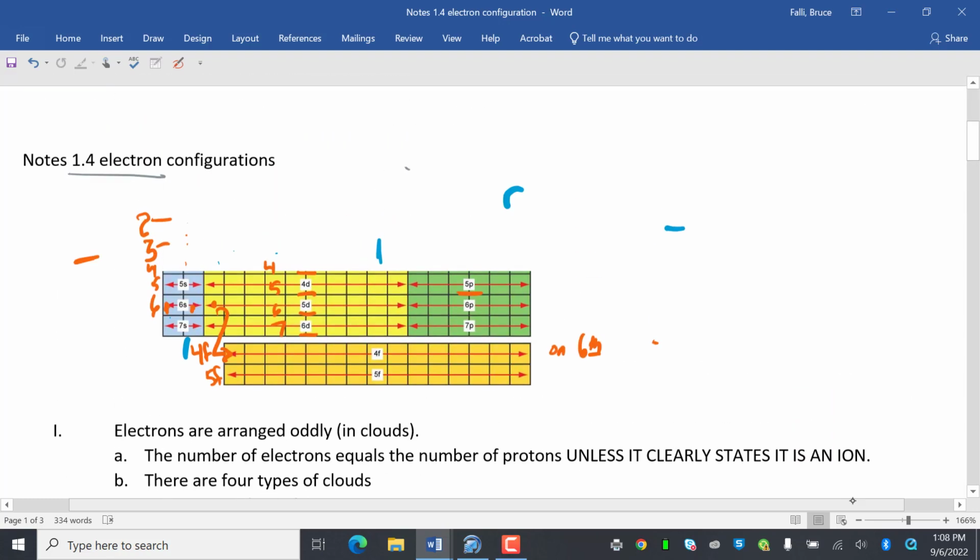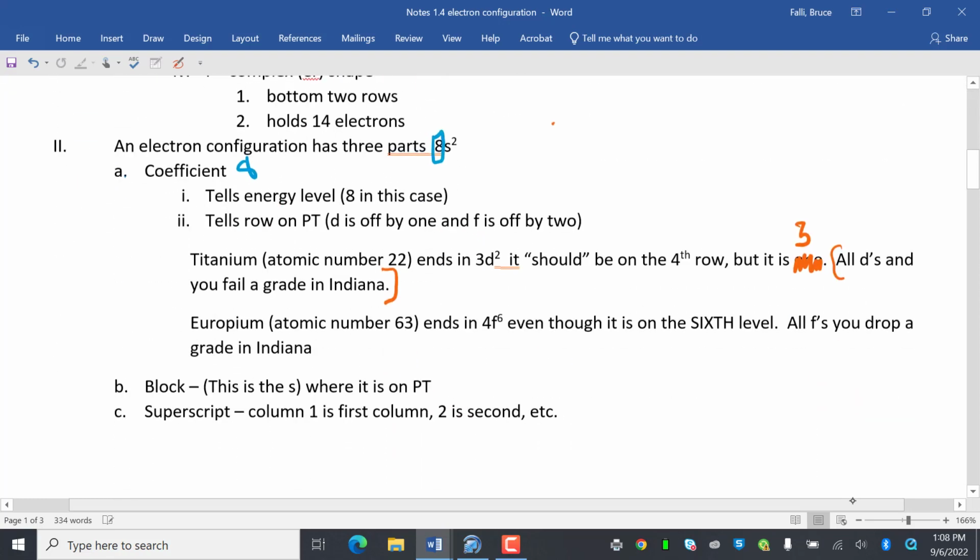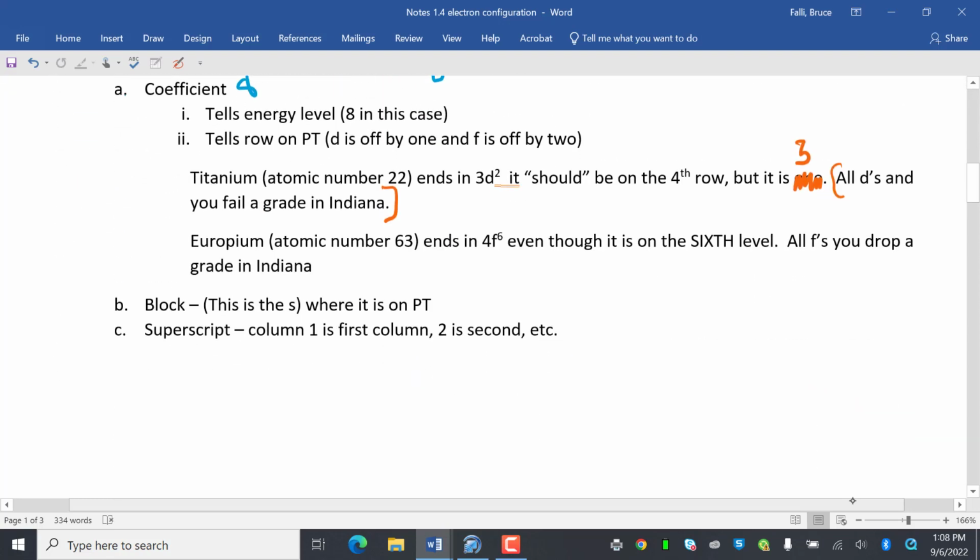So let me show you where titanium is. Titanium is like right here. Europium is like right here, okay? So that's the D and the F block. So all D's, you get held back in Indiana. All F's, they made you repeat a grade.